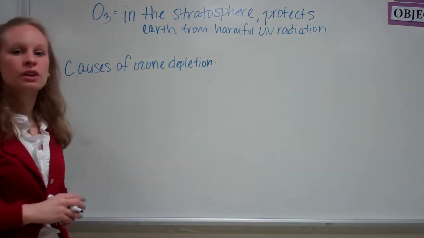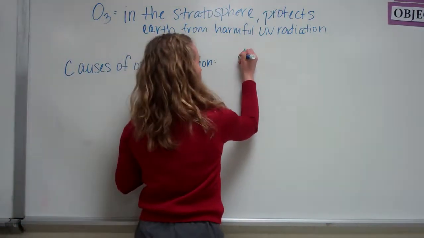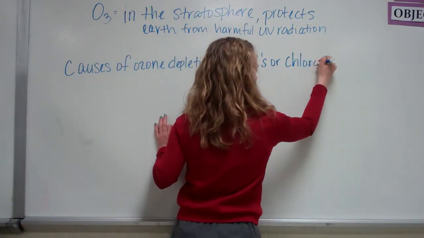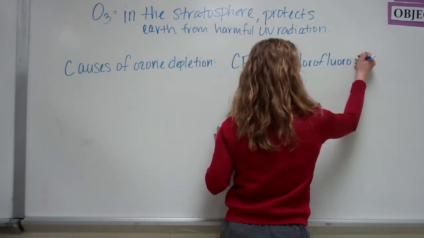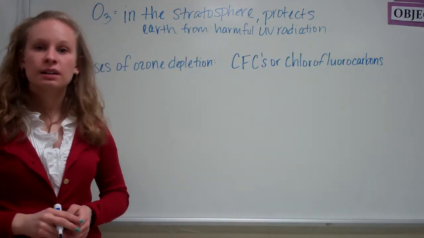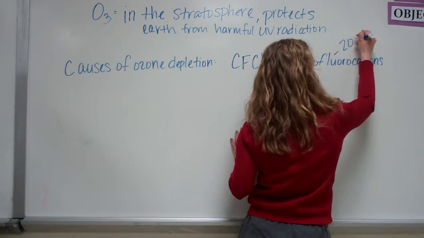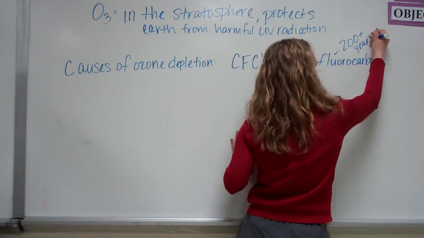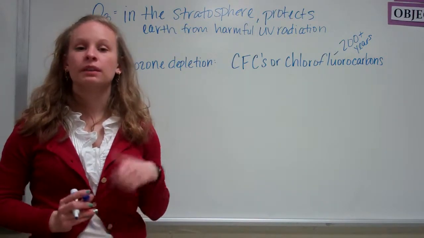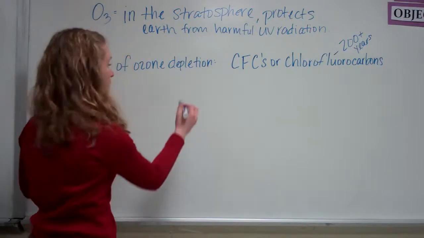The causes of this ozone depletion, something we call CFCs, or chlorofluorocarbons. These chemicals, when they get into our atmosphere, they stay there for more than 200 years. So we're going to write 200 plus years. They have a very long lifespan. And so these chlorofluorocarbons are coming from leaking air conditioners. They're used as refrigerants or coolers. They're also coming from aerosols.